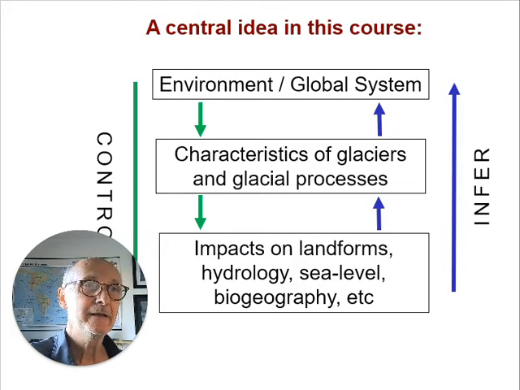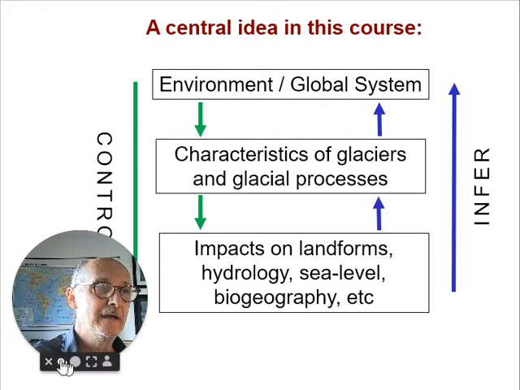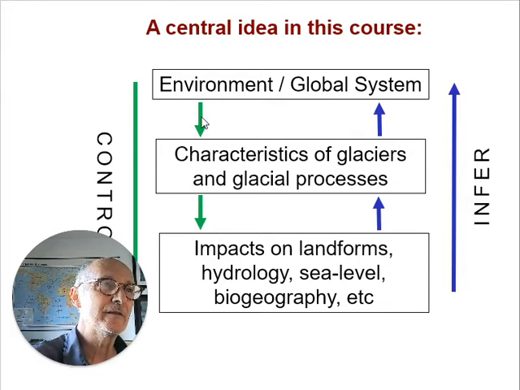Now, a central idea in this course is that the global environmental system controls the characteristics of glaciers. So you can see I've labeled this control down the left-hand side here. The global environmental system is controlling the way that glaciers work and the characteristics of glaciers and glacial processes. Those characteristics of glaciers and glacial processes are then having impacts on landforms, hydrology, sea level, the nuts and bolts, the details, if you like, of the physical geography.